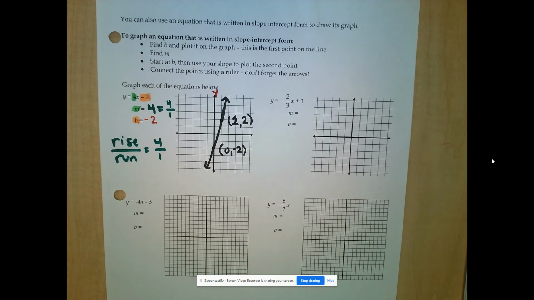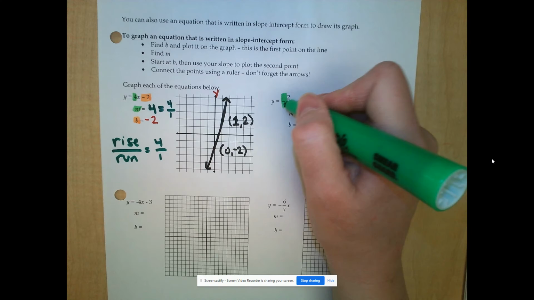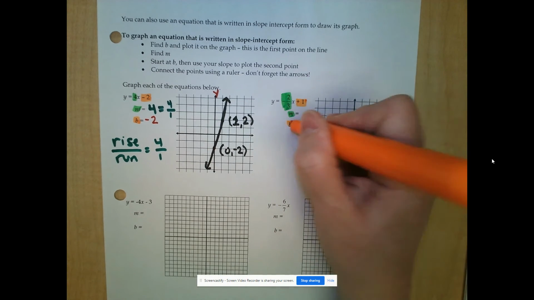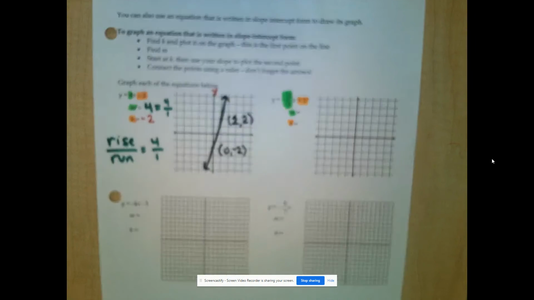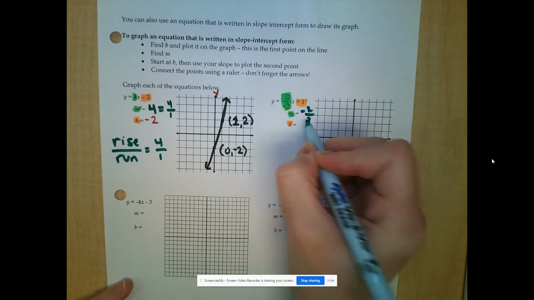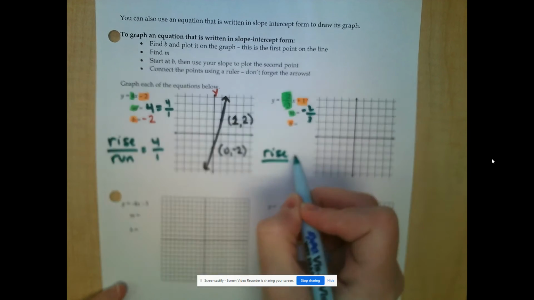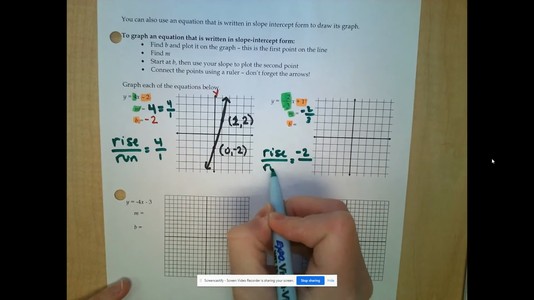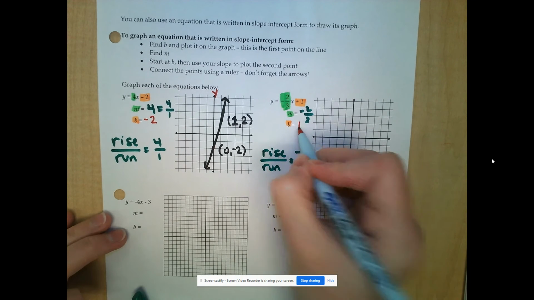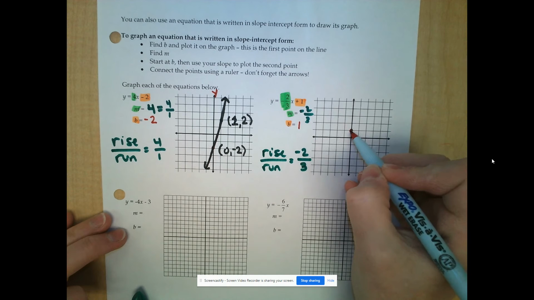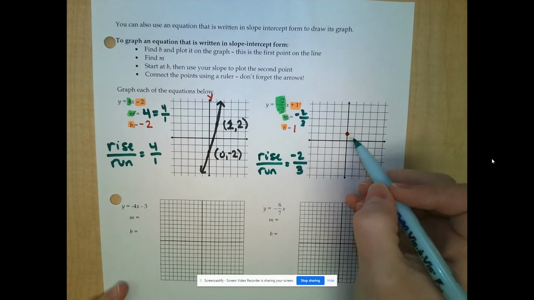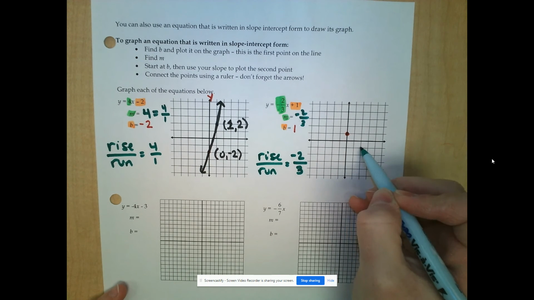All right, next one. I am going to identify that my slope is -2/3. And I'm going to identify that my b value, my y-intercept, is +1. Once I've got that, I'm going to write it down. I'm going to say my slope, -2/3. That means my rise is -2 and my run is 3. And I've got a b value of 1. So I'm going to start with my intercept of 1. That's the first point that I put on there. And then I'm going to say rise -2. So I'm going to go down 2 and a run of 1, 2, 3.